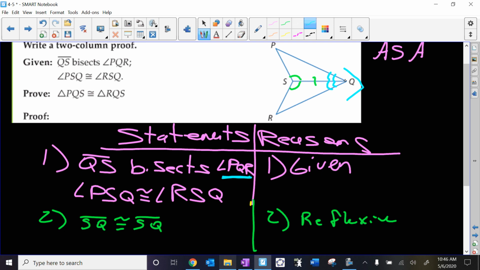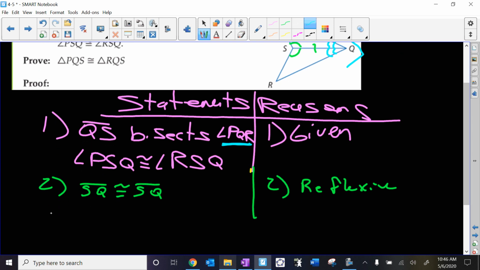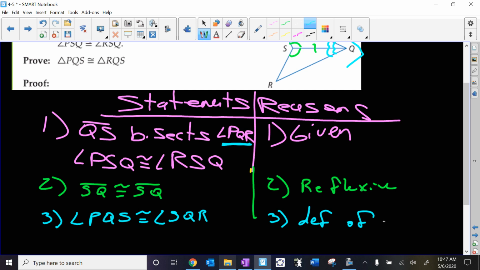So the top angle we're going to say is angle PQS. Angle PQS is congruent to angle SQR. And the reason that we're going to use is based off of a bisector. If you want to put angle bisector, you certainly may.